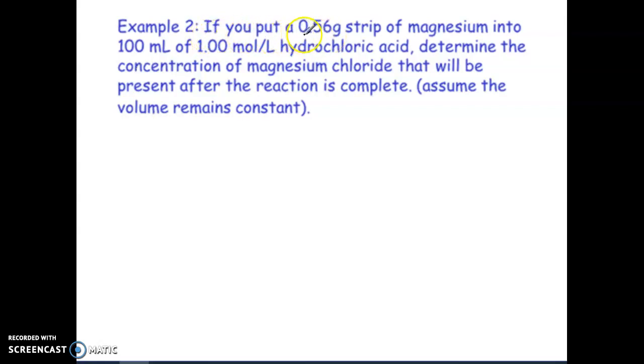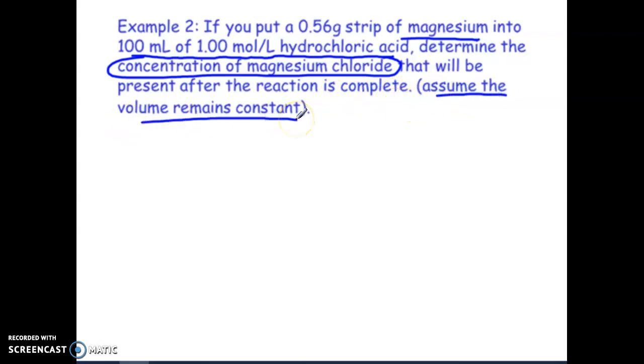So if you put a 0.56 gram strip of magnesium into 100 milliliters of a 1.00 mole per liter hydrochloric acid, determine the concentration of magnesium chloride that will be present after the reaction is complete. Assume the volume remains constant. Okay, so let's first talk about what is reacting. We have magnesium reacting with hydrochloric acid.